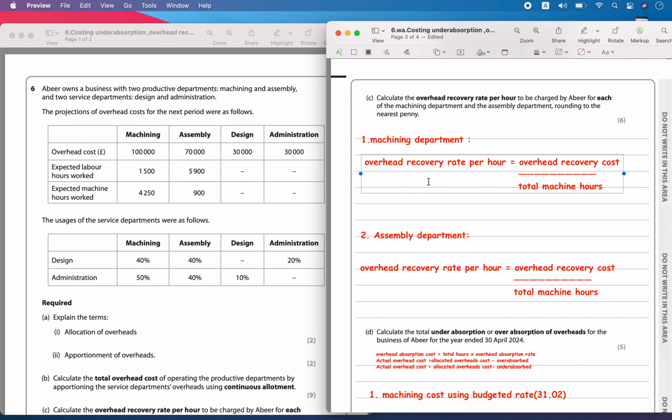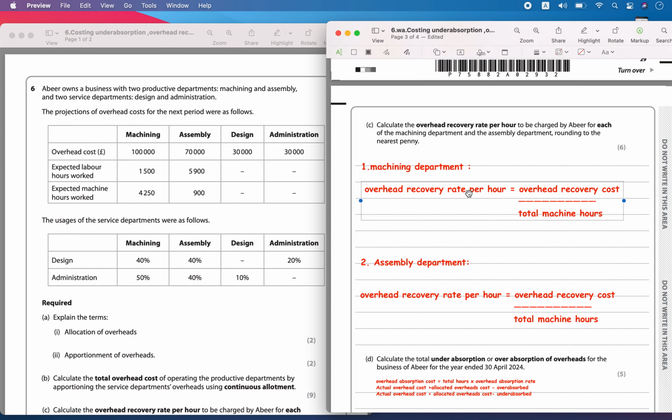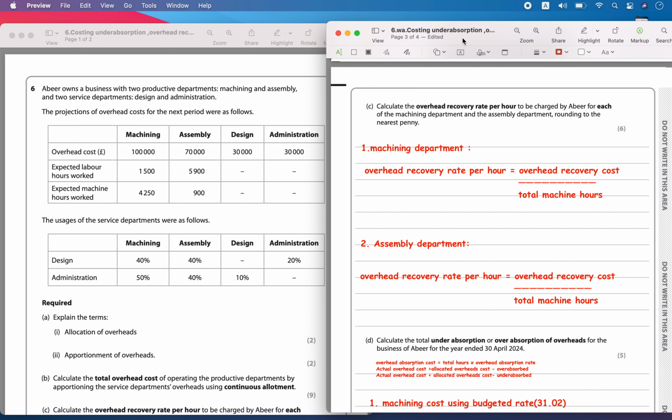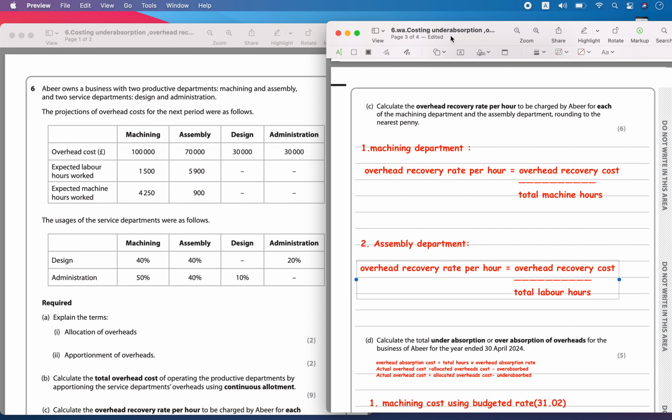Now let's calculate the total overhead recovery rate that needs to be charged to the customer for their budgeting purpose. So the budgeted rate is going to be the total cost. For the machining, machine hours are greater, and for assembly, we can see that labor hours are more, so I'll take the labor hour rate. Okay, so let's calculate that.